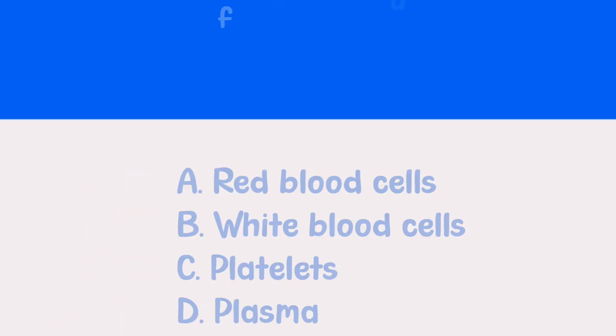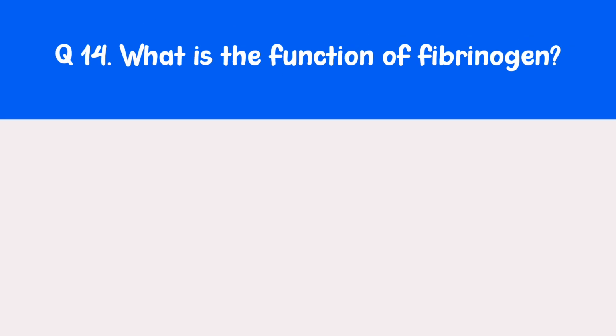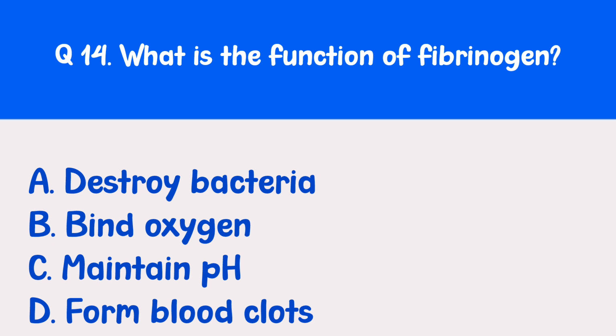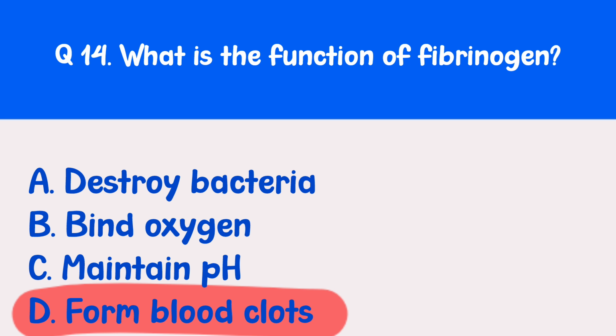Question number 14. What is the function of fibrinogen? A. To destroy bacteria, B. To bind oxygen, C. Maintain pH, and D. Form blood clots. Our answer here should be D, form blood clots, because fibrinogen is converted to fibrin during clotting, forming a mesh that stabilizes the clots.